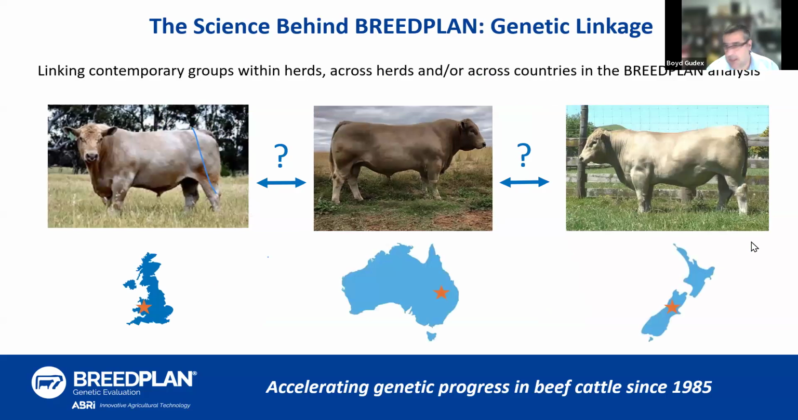So we've got the example here for Murray Grey, where we actually have quite a large analysis for Murray Grey worldwide. We have animals based in the UK, we have animals based in Australia, we have animals based in New Zealand. And we actually also incorporate some data from Canada and the US as well. So we've got to use this genetic linkage to link all of those countries together to compare animals in those different groups.